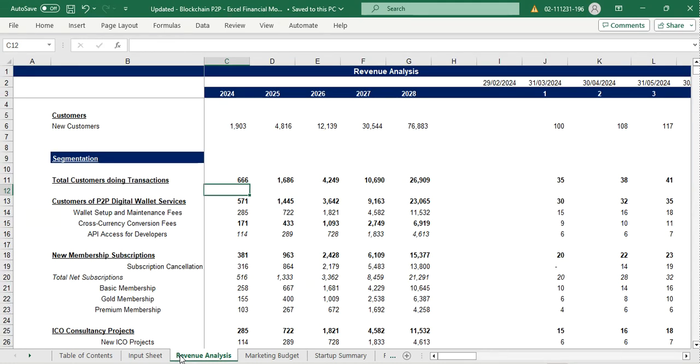Moving on, we have revenue analysis part. Revenue analysis part contains the number of customers and the segmentation. Now, segmentation means that out of these total customers, how many customers are generating from each revenue stream, how many customers are allocated to each revenue stream.